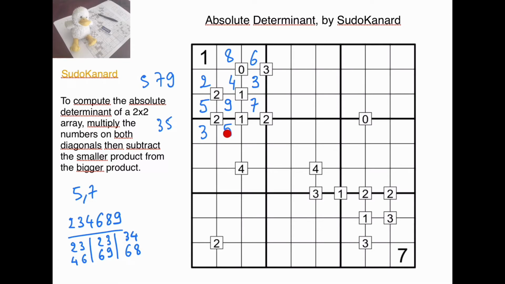This diagonal makes 35, so this is 34 or 36. Only 36 works. Now, what are the remaining digits? Well, 1 and 2 are not here, so 1 and 2 must be there. We must have 1 and 2 in this determinant of 4. The other digits are 6, 7, 8, and 9.